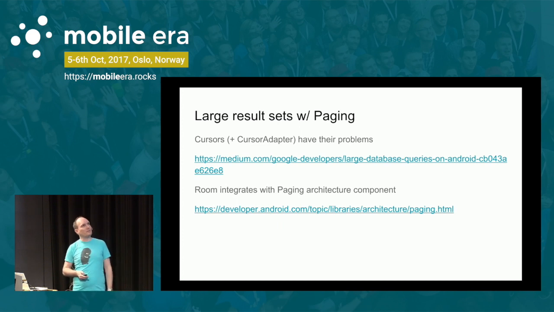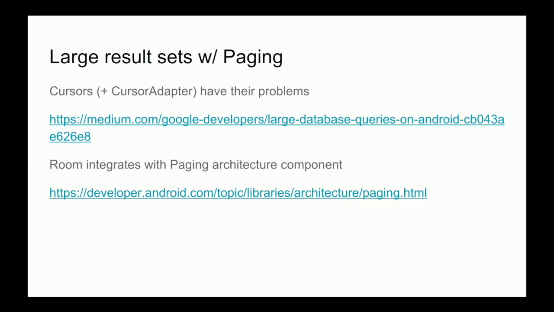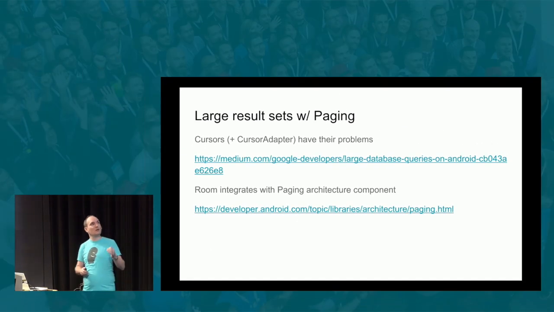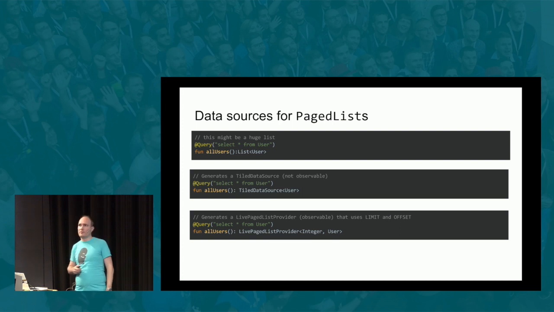However, it turns out that these cursors have their problems. And there's this blog post from Google, which basically argues against these cursors in the database and proposes another solution, which is paging. Paging is another architecture component. I do not have enough time to actually show you all of paging, but what's important is that Room supports paging here by generating implementations that a page list can use.